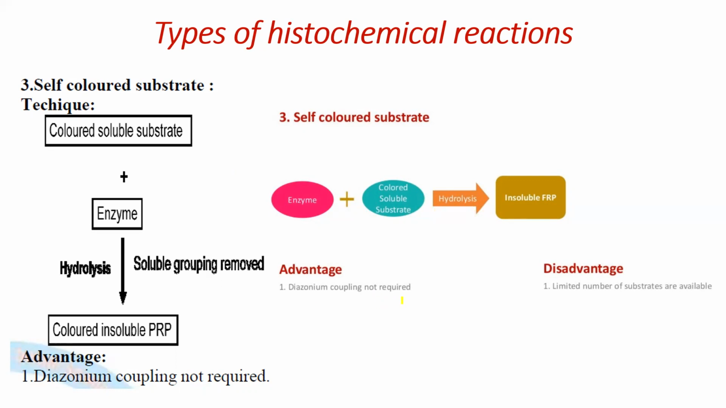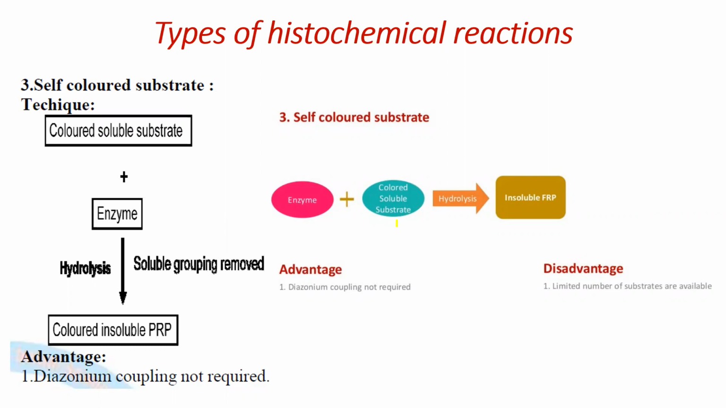Advantages: diazonium salt coupling is not required. Disadvantage: only a few substrates will act like this. We have limited availability of substrates which have this property of self-coloring. And we need not go for a secondary step, adding a salt in this step. So this is the major advantage of the self-coloring substrate. So this is the third reaction.